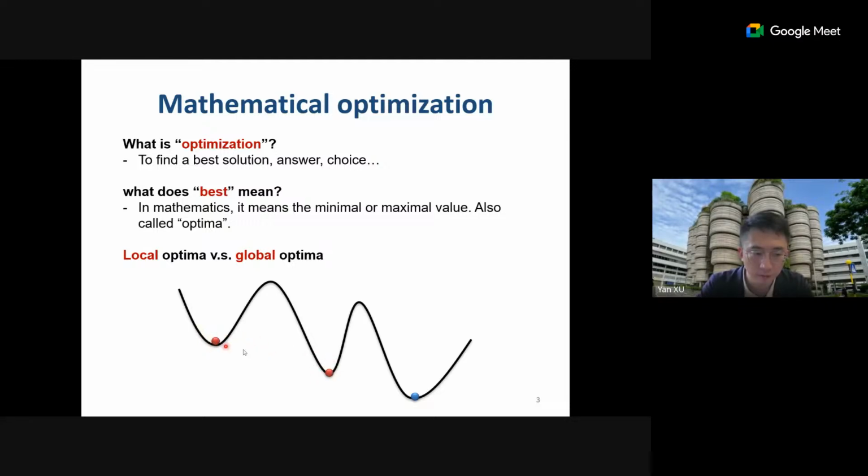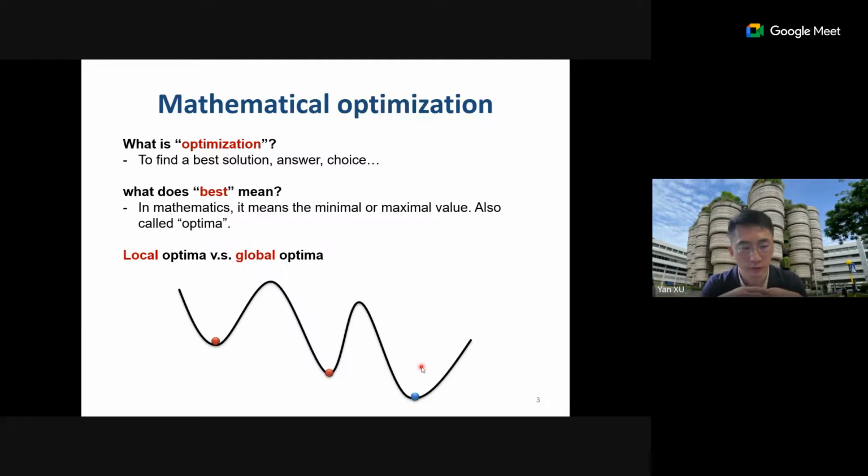You can see that these two red points are still optimal values within the nearby neighboring region, right? For this red point, it is the minimum value within this region, and this red point is the minimum value within this region. However, the true global optima is the one here. So these two red points are called local optima because they are optima just within the local region near this kind of solution region. But the blue point is the so-called global optima.